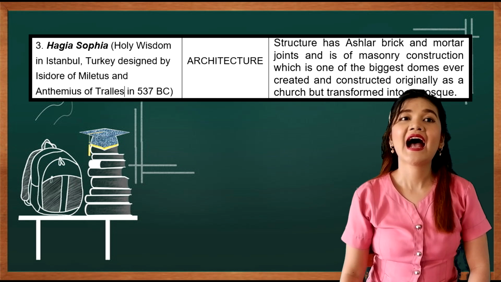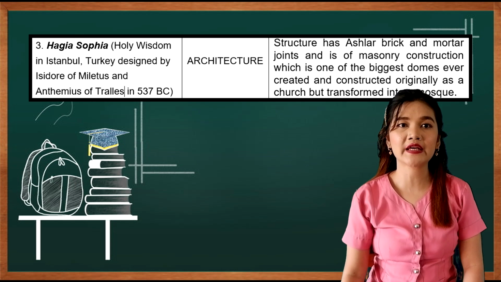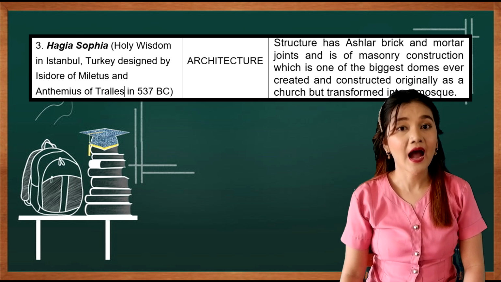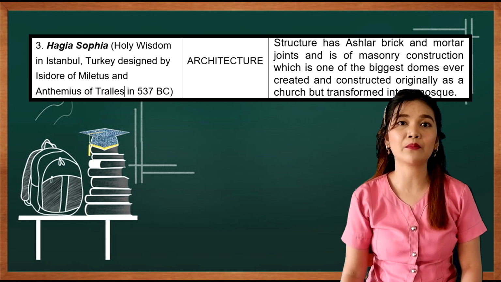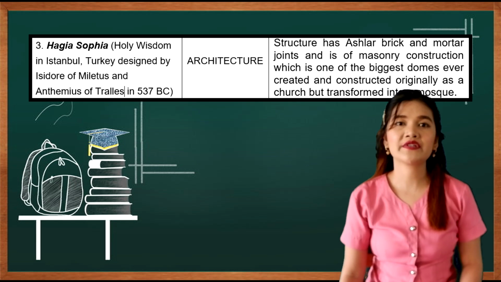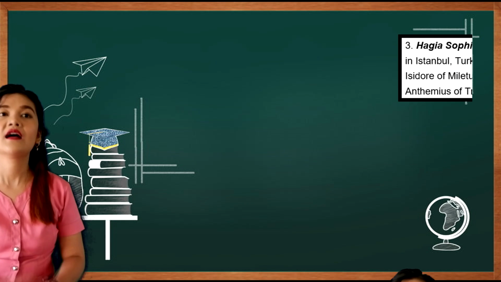Number 3. Hagia Sophia, a holy wisdom in Istanbul, Turkey, in 537 BC. Art form, architecture. Structure has ashlar brick and mortar joints and is of masonry construction, which is one of the biggest domes ever created and constructed originally as a church but transformed into a mosque.